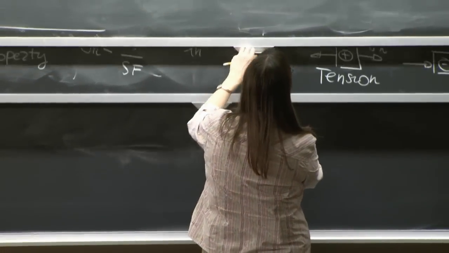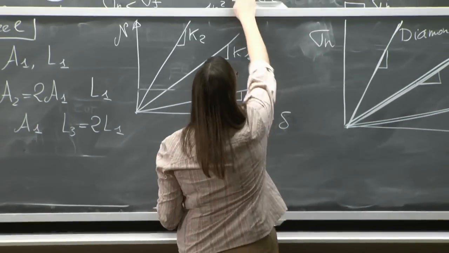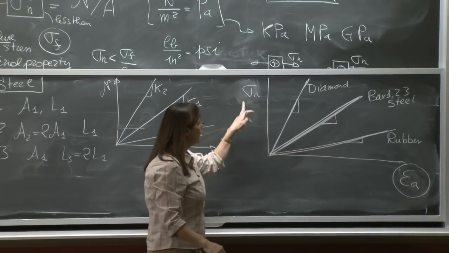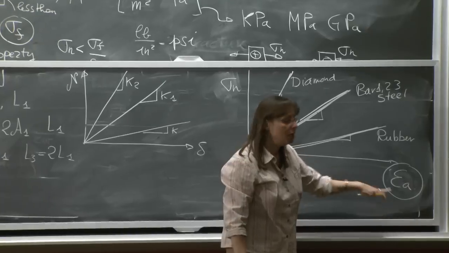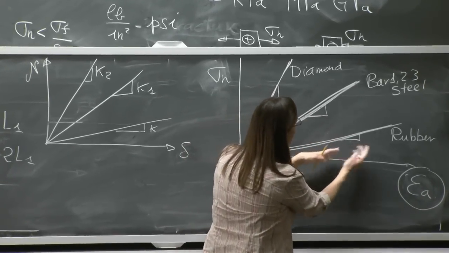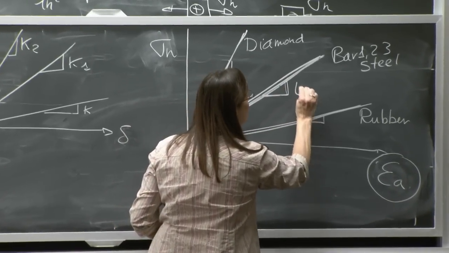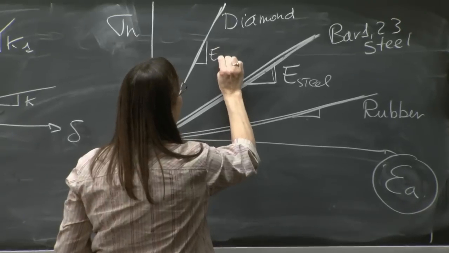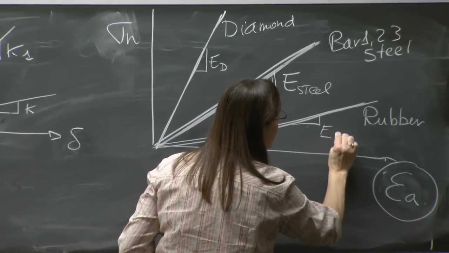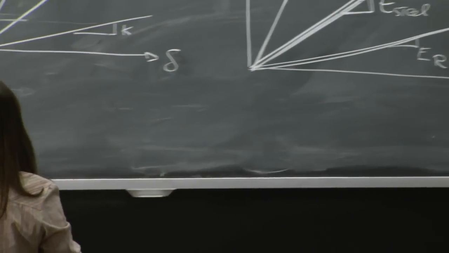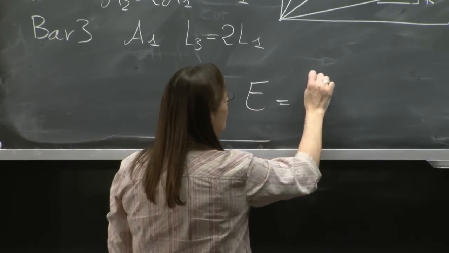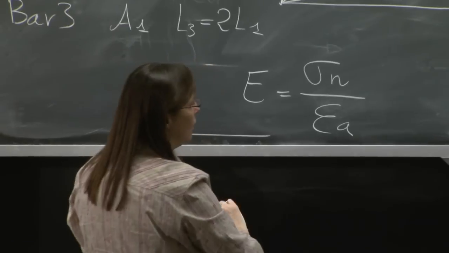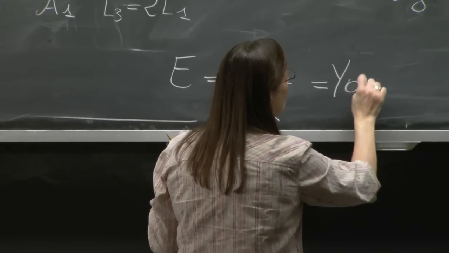Alrighty, so finally, we have this diagram here. And in this diagram, all these slopes are the ratio between stress and strain. And these slopes are specific to the materials. These slopes here are called E. So this would be the E of the steel. This would be the E of the diamond. And this would be the E of the rubber. And this quantity here, E, which is defined as the ratio between the axial stress, the normal stress, and the strain that the material gets, is called the Young's modulus.